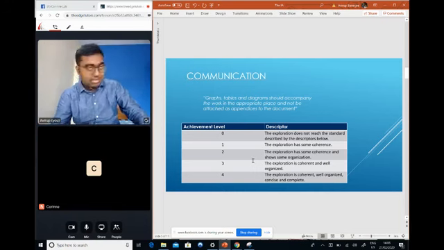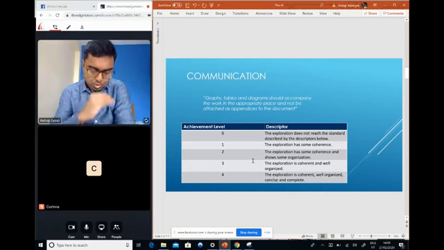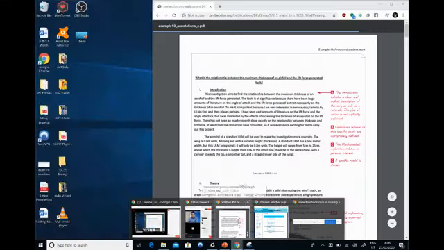You can't have steps missing. You can't have an illogical way of thinking. You must follow clear mathematical principles. Okay? Now let's see what this model student has done.